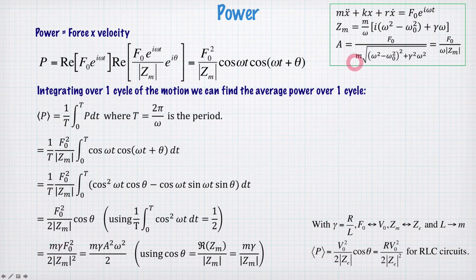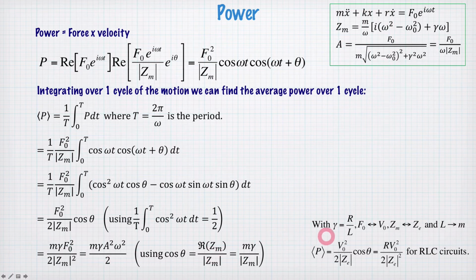Now we can also get rid of the mechanical impedance altogether as well by recognizing that this term here looks something like the amplitude of the oscillation. So the amplitude of the oscillation was given by this in terms of the force and the driving frequency and the resonant frequency, and it can be expressed in terms of the impedance like this. So in fact, we can find the total average power is given by m gamma A squared omega squared on 2. This is for mechanical systems.